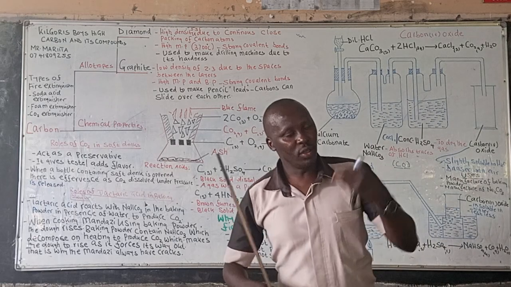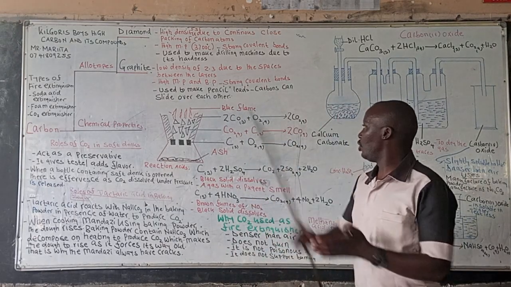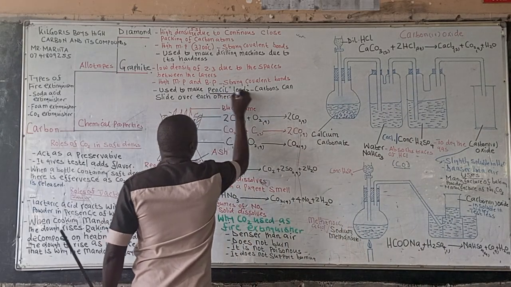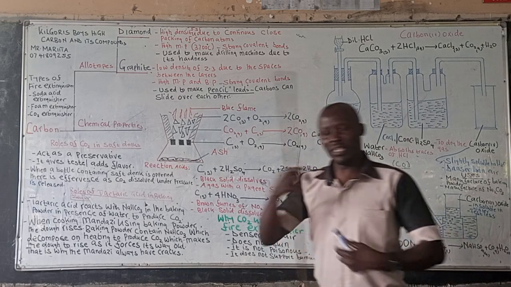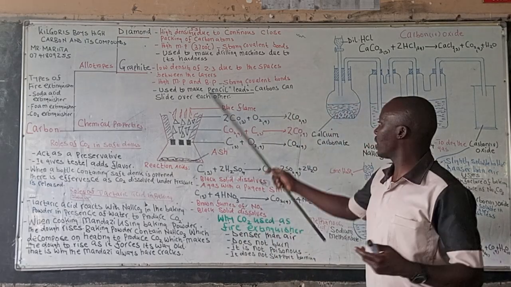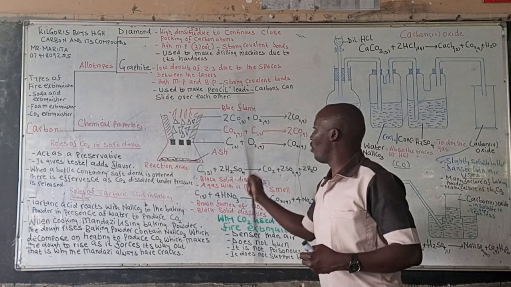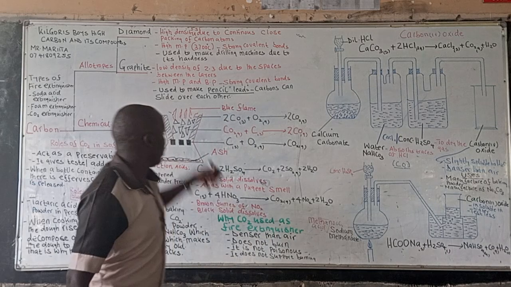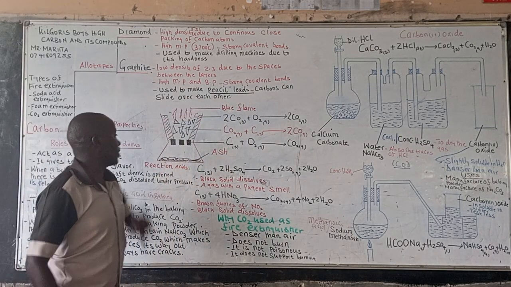Now, what are the uses of graphite? One use of graphite is to make pencil leads. The property that makes it suitable for pencil leads is that the carbon layers can slide over each other. That is the property that makes graphite useful in making pencils.